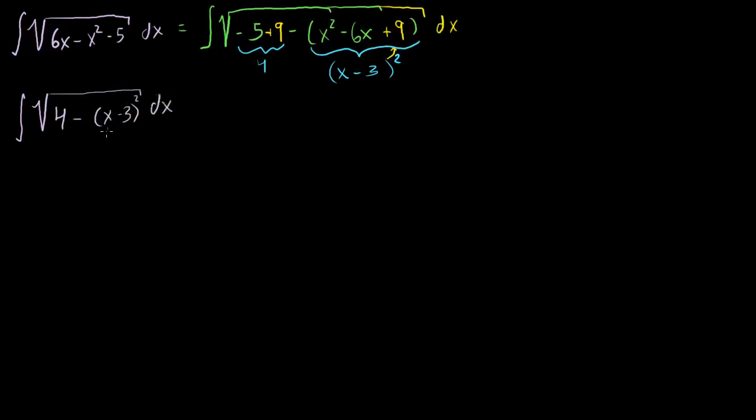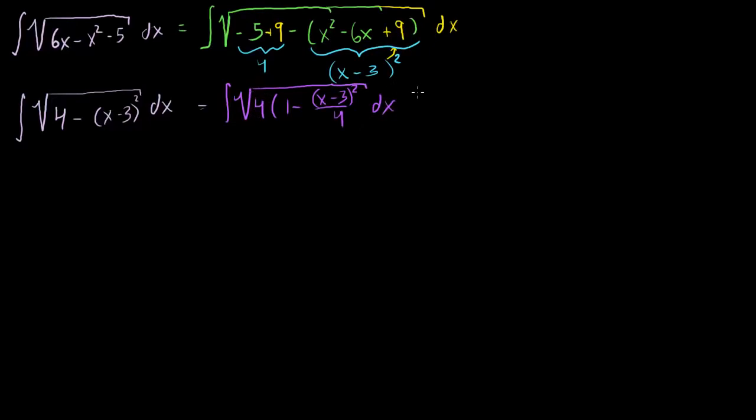Now this is starting to look like a form that I like, but I like to have a 1 here. So let's factor a 4 out. So this is equal to, I'll switch colors, the integral of the radical, and we'll have the 4 times 1 minus x minus 3 squared over 4. I just took a 4 out of both of these terms. If I multiply this out, I'll just get back to that right there. dx. And now this is starting to look like a form that I like.